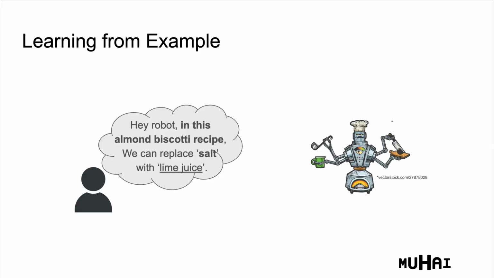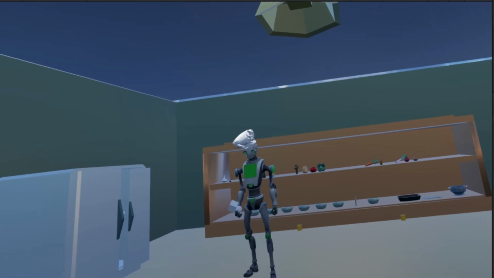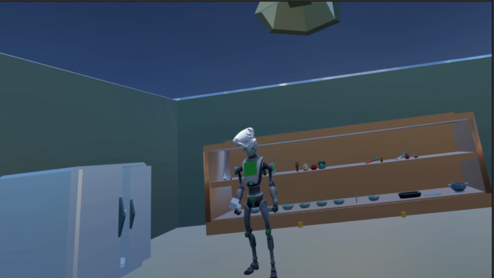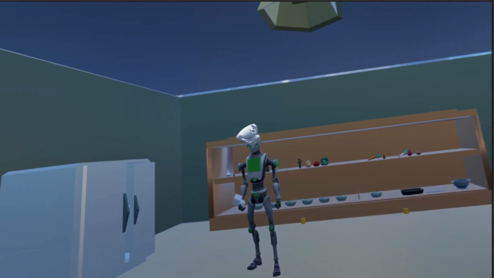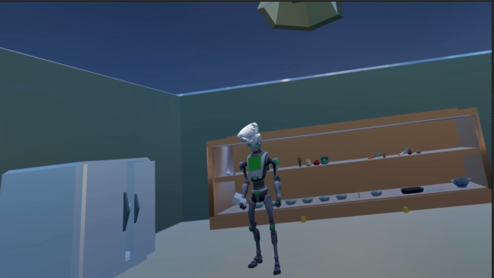We know that lime juice can also sometimes replace salt, and can also help with high blood pressure problems. We provide an example of such substitution on a similar recipe to the agent. Garlic? That does not seem right to me. Hey robot, in our other similar recipe, almond biscotti, we can substitute salt with lime juice.